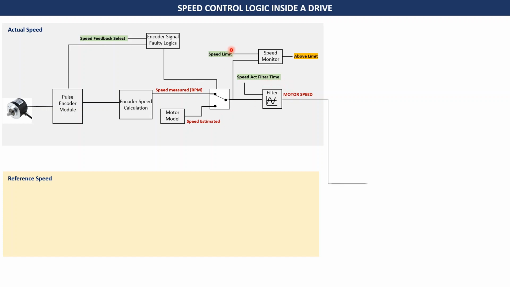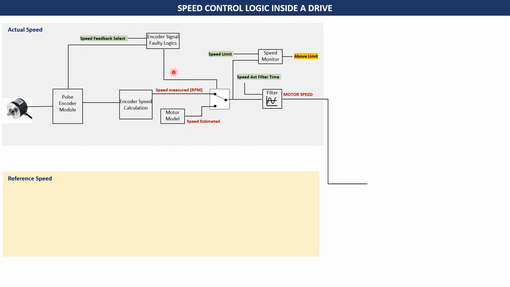And then there are also some safety controls. As you see, this speed which is received from the encoder goes into a speed monitoring logic block. And then again, there is a parameter where you set the speed limit. If you start receiving a speed from the encoder which is higher than the limit, the drive generates an alarm or a fault, which says that the speed that you're receiving is above limit. All right, so this is the entire logic of the actual speed.